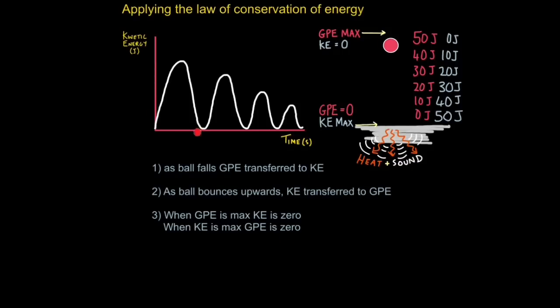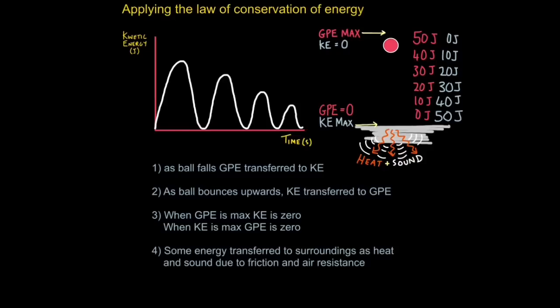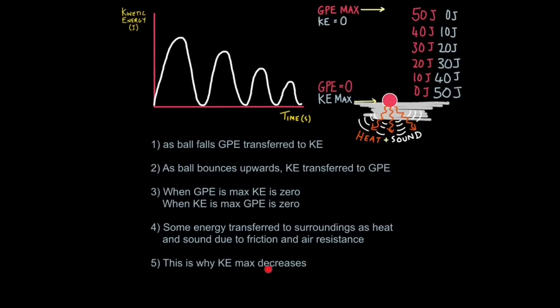So we've explained the up and down, now we just need to explain the overall decline in KE max. So as this process continues, some energy is transferred to the surroundings as heat and sound due to friction and air resistance, which to be fair is another form of friction. So we can see that over time, that ball will start to bounce less high until it stops bouncing altogether because all of that energy has been transferred to the surroundings as heat and sound. This is why KE max decreases.